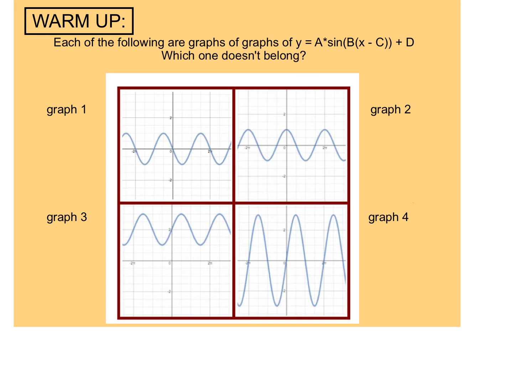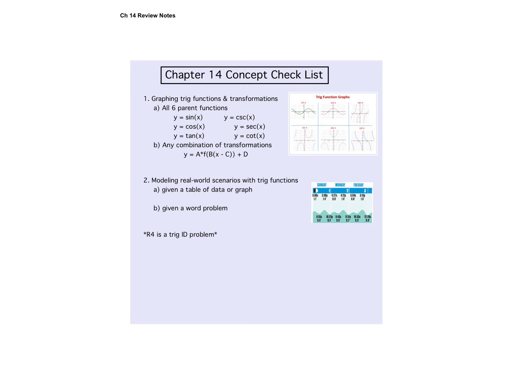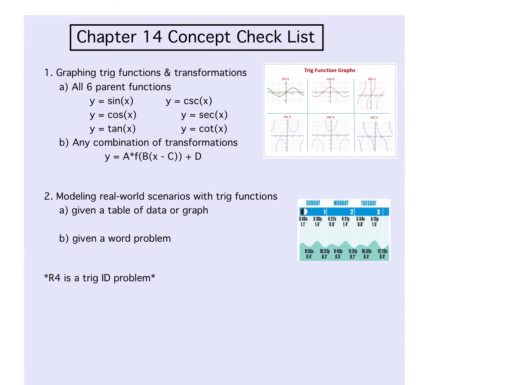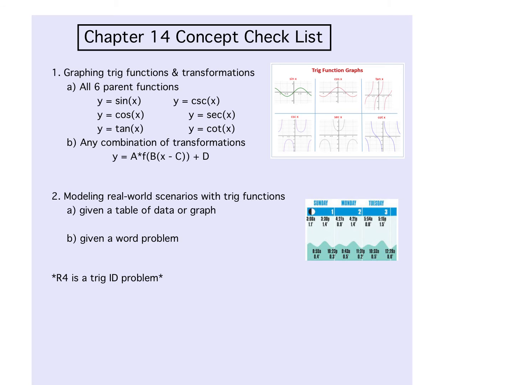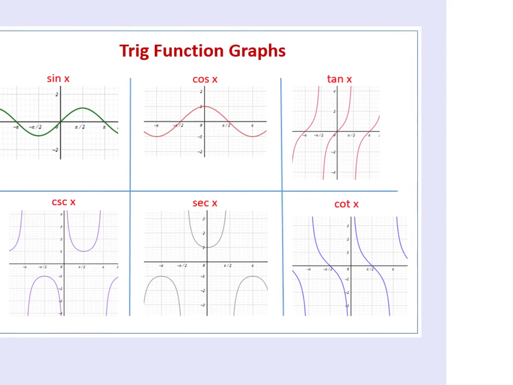Okay, I think that's good enough. I think that helps you graphing from a different kind of an angle. So here's a concept checklist, things you're supposed to know. You're supposed to know what all the parent functions look like. Sine, cosine, tangent, of course, but also cosecant, secant, and cotangent. Would you take a look at these?